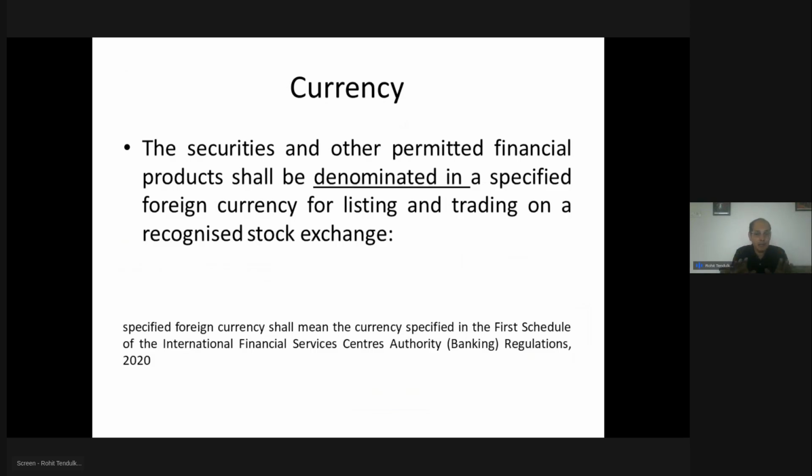As per the IFSC banking regulations, the first schedule mentions only 15 currencies that are available at the moment. So a person or entity from within the Indian jurisdiction who wants to issue securities or permitted financial products in IFSC may be permitted, but the currency will be denominated in those 15 foreign currencies only, for listing and trading purposes also.